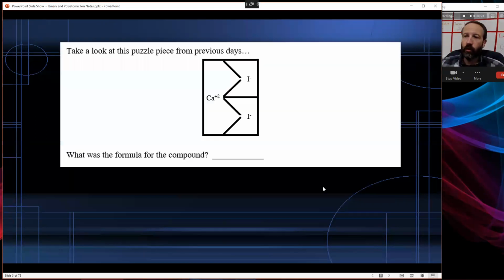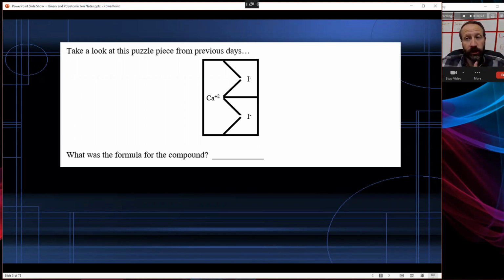All right, we recently have done puzzle pieces to show ionic bonding. And after gluing the puzzle pieces together on the paper, I had you put the formula and I had you put the name. And that's what we're actually talking about today. How do we do those formulas and names, but without puzzle pieces? So let's just start with the puzzle piece.